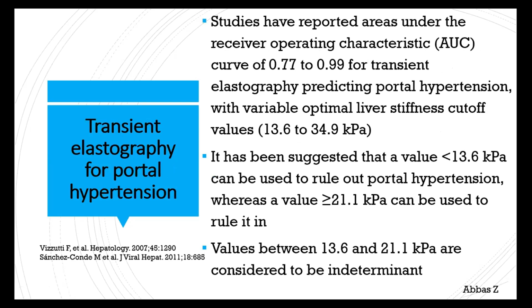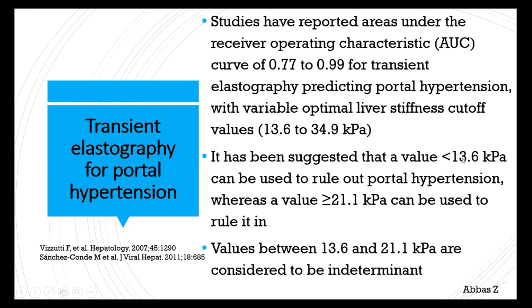So people have tried to find out and drawn area under the curve. AUCs were drawn and various cutoff ROC curves were made. And you can see that if we take 13.6 kilopascal, then the area under the curve is 0.7, which is fair enough to predict cirrhosis of liver. But if this is 35 kilopascal, then the area under the curve is 0.99. It means that we are 99% sure that this patient is having cirrhosis of liver.